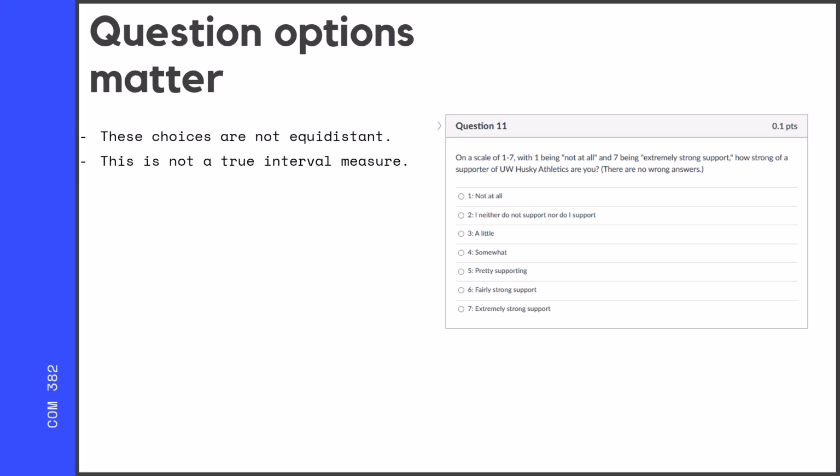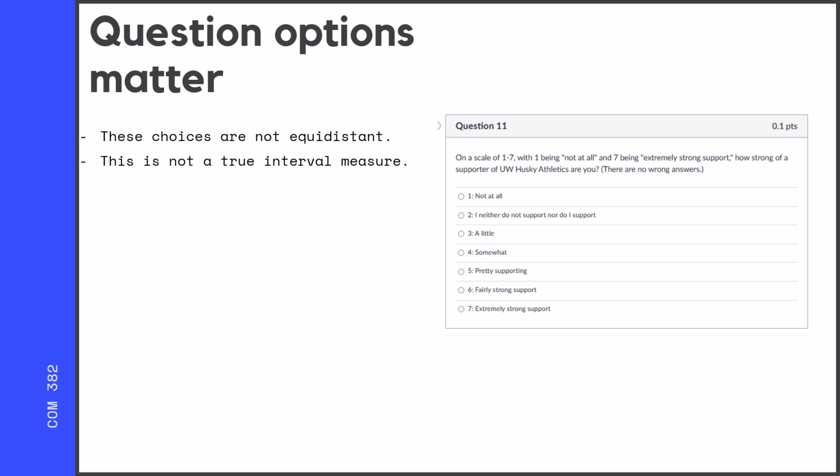In this question option about how much do students support Husky athletics, this is not a true interval measure because the option choices are not equidistant from each other. But it did allow us to have a sort of pseudo interval measure.